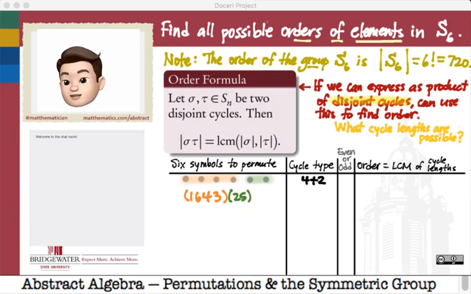So for this video, we'll just use the convention that when I write a cycle type, I'll write the lengths in decreasing order. So I'll write the 4 before the 2, for example. Okay, so that's the cycle type I'm talking about here.